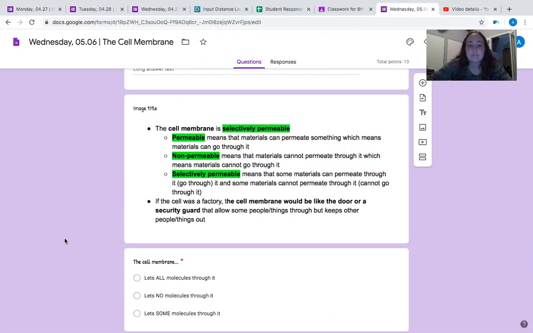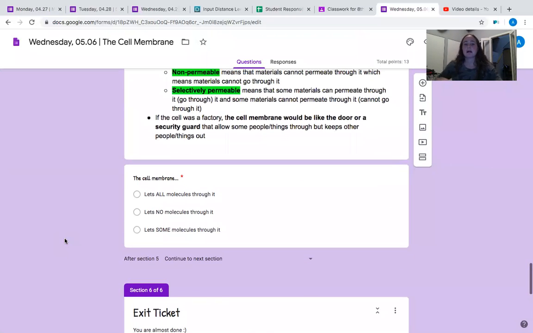So if the cell was a factory, the cell membrane would be like the door or a security guard that allows some people or things through, but keeps other people or things out. So just like the walls or the door or the security guard of a factory who allows what can come in and out, we can shut the door, we can open it, that's like the cell membrane. So the cell membrane, A, lets all molecules through it, B, lets no molecules through it, or C, lets some molecules through it. Please check your answer. All right, you should have said C, lets some molecules through it because it is selectively permeable.